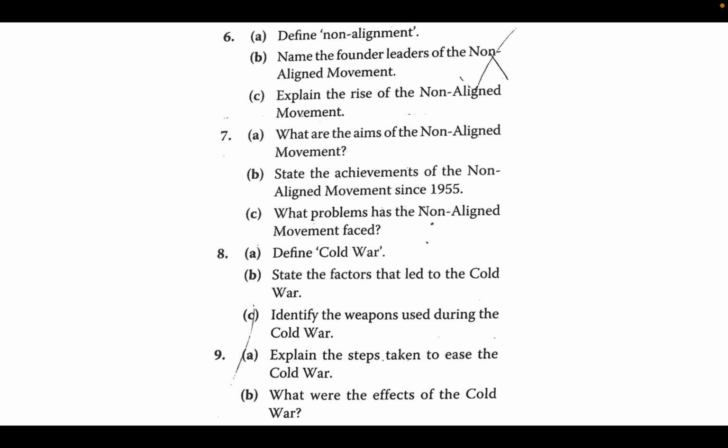Question 6A. Define non-alignment. B. Name the founder leaders of the non-alignment movement. 6C. Explain the rise of the non-aligned movement. 7A. What are the aims of the non-aligned movement?